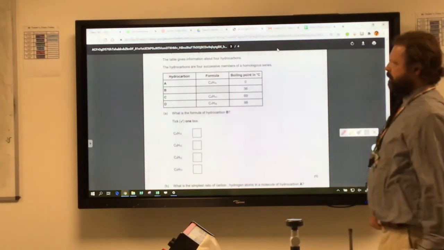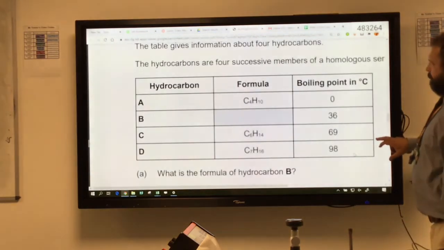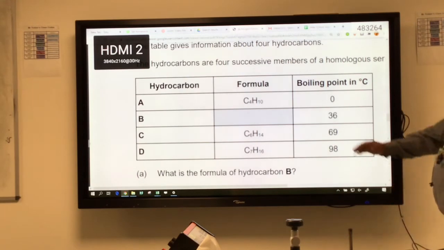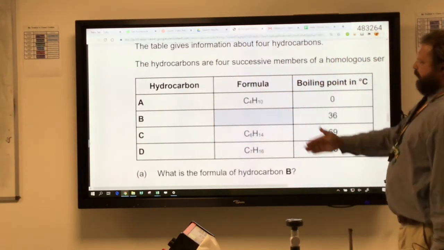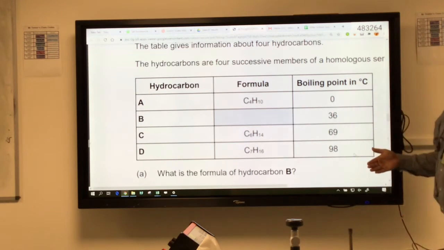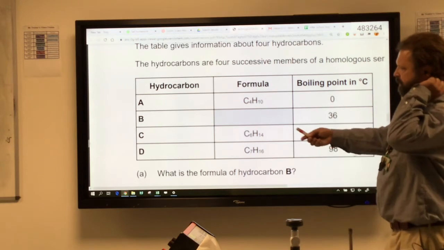So hopefully you can see this reasonably well. Make it a little bit bigger. And we've got a table here, and the table is saying 4 hydrocarbons, a missing formula and some information about boiling points. All right, and the first job is to work out the missing formula here.